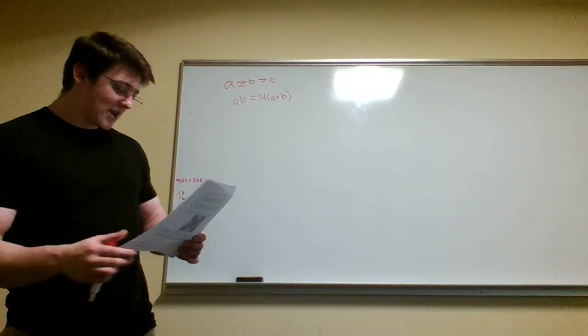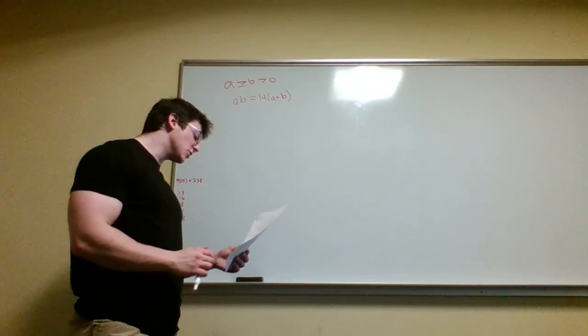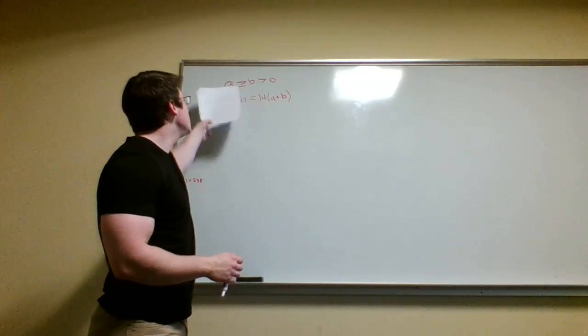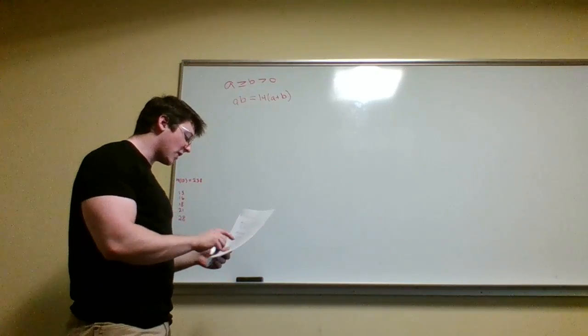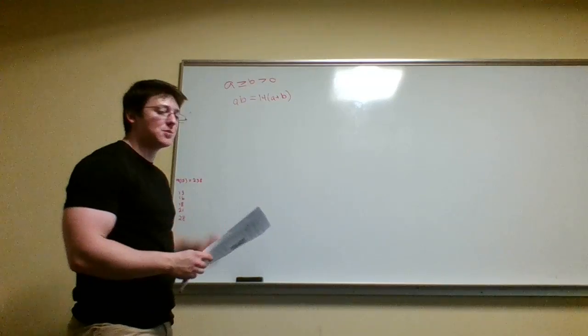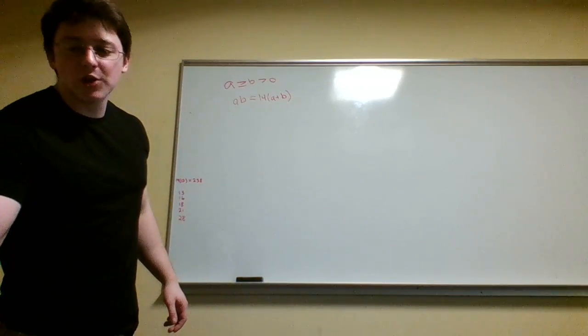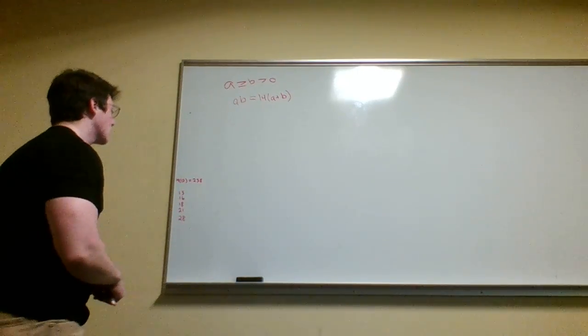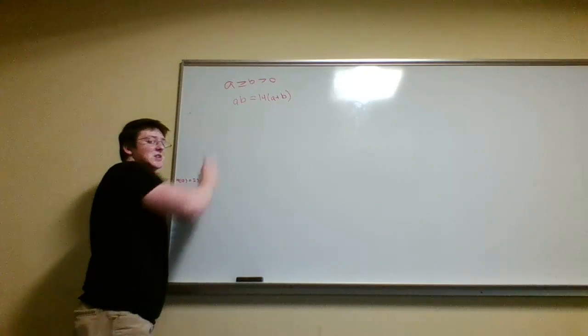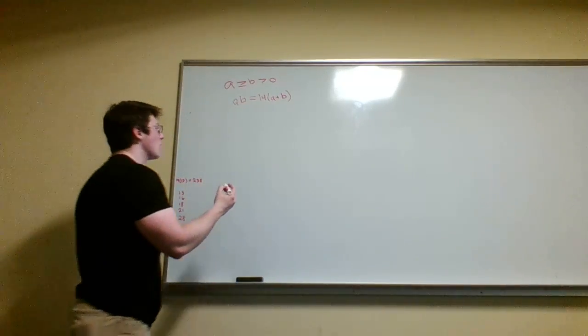Alright, so number 27 asks us to find all pairs AB of integers with A greater than or equal to B, which is greater than 0, which satisfy the equation AB equals 14 times A plus B. And the only strategy that works here that I found is to guess and check, but this isn't particularly easy to guess and check with, so let's get it in terms of one variable.